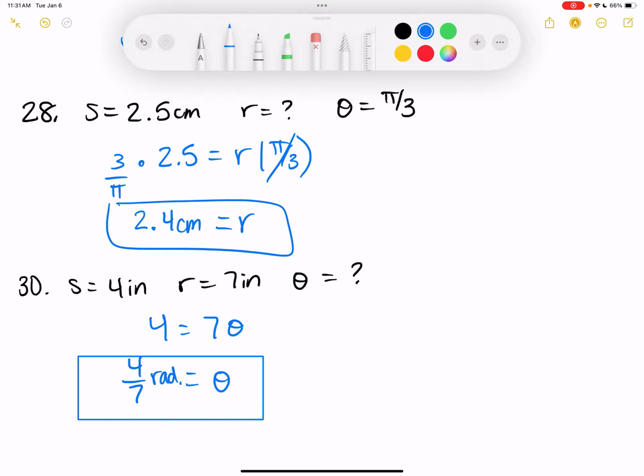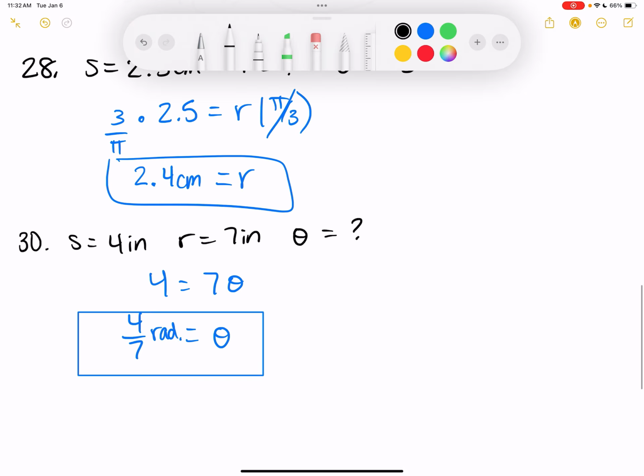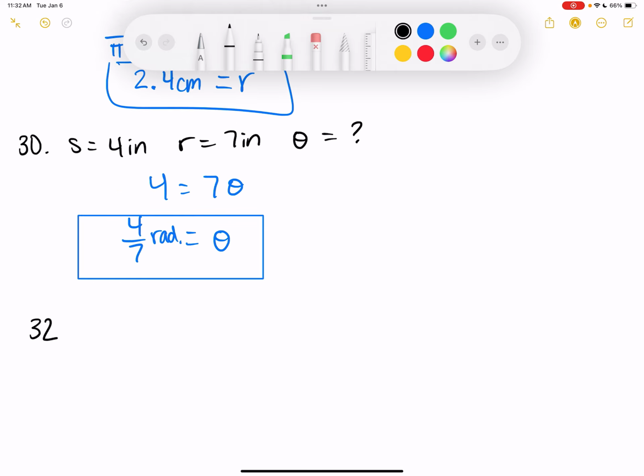All right, now there was one other formula that you should have had, a different version of the arc length formula. When you have something like 32, where S is unknown, R is 5 feet, and theta is 18 degrees, instead of having to convert to radians first, there's a formula that's just a modified version. I personally just convert first and then plug it in, but the other version is S is equal to pi r theta over 180.